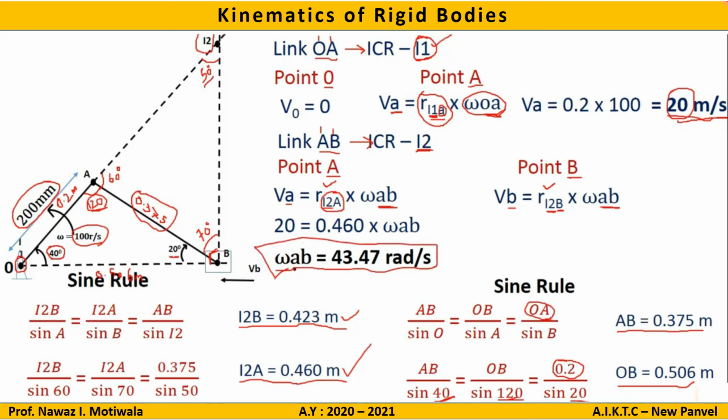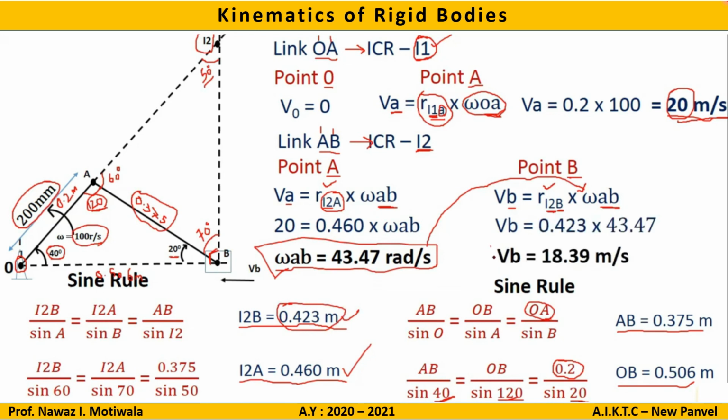Now as omega AB is known to me, I have to search for an equation where omega AB is appearing. Only one equation is available here. So I will substitute this omega AB here. Omega AB is known now. R I2B we have already found as 0.423. So I will substitute these two values in this equation and I will get the answer for VB as 18.39 meters per second. So with this we have completed the solution to this particular problem.